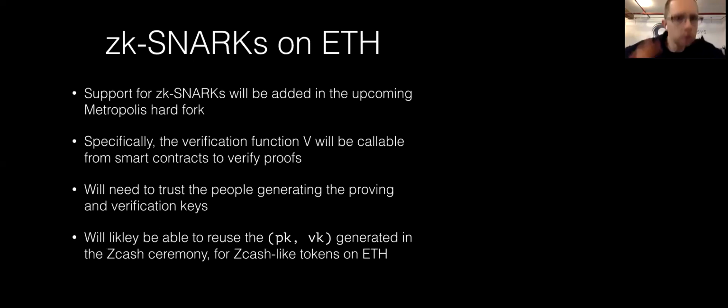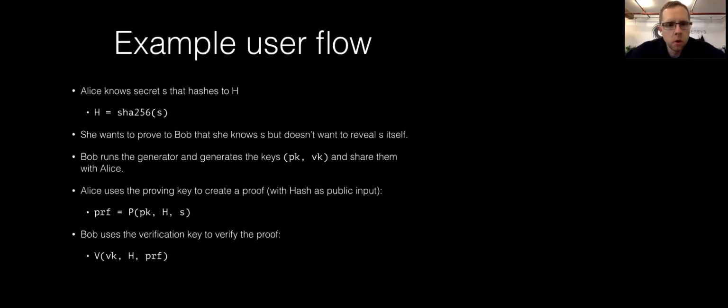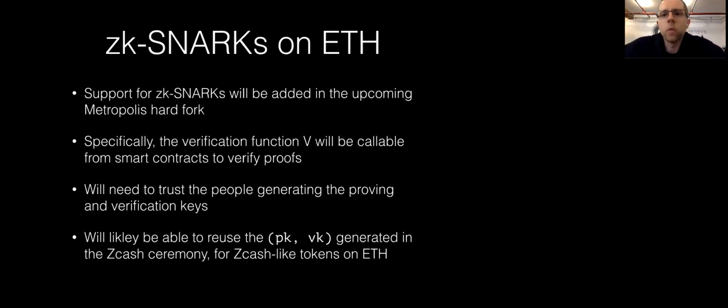What does this mean, ZkSnarks on Ethereum? Well, it means that the verification function, the thing that we use to verify these proofs, will be callable as a function. Not quite an opcode, but more like a pre-compiled contract. So you can call that from a smart contract to verify proofs inside smart contracts. So you can do things like, if the proof is correct, then do X, Y, Z.